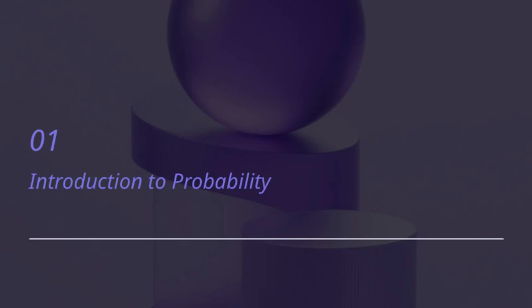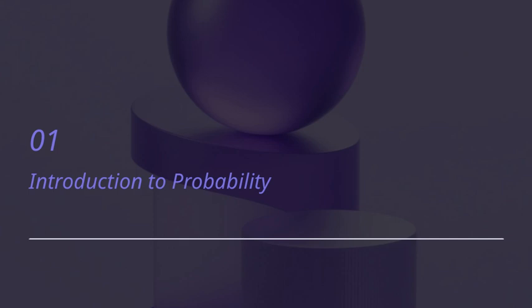Welcome to our introduction to probability. Today, I want to start by explaining what probability really is. At its core, probability is a way to measure how likely an event is to happen. It's a fundamental concept that helps us understand and quantify uncertainty in everyday life and in many fields like science, economics, and engineering.